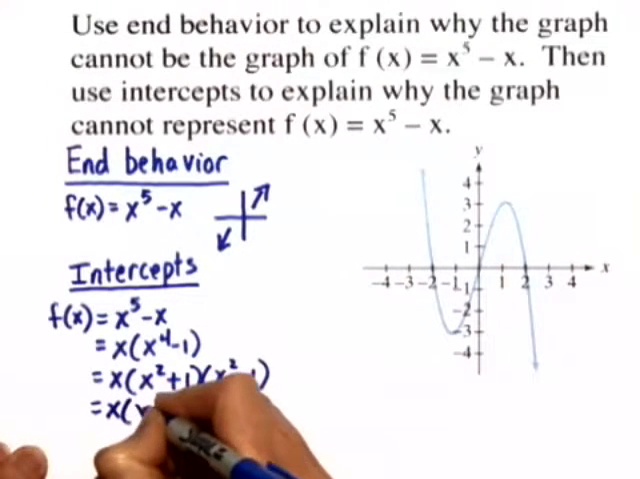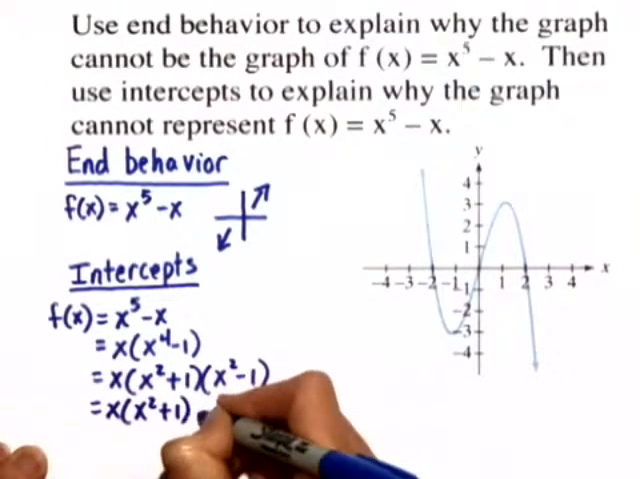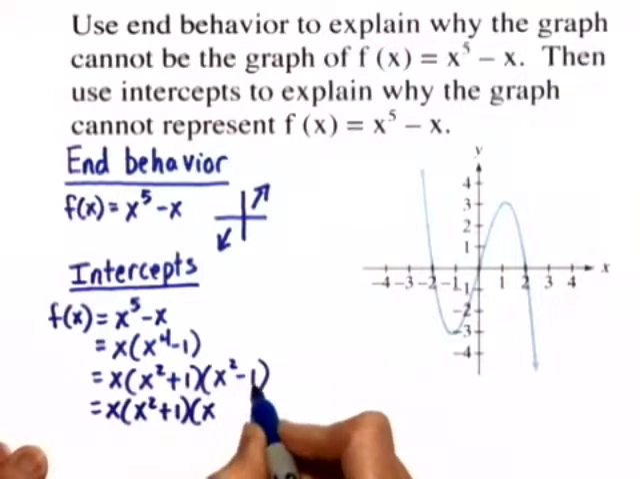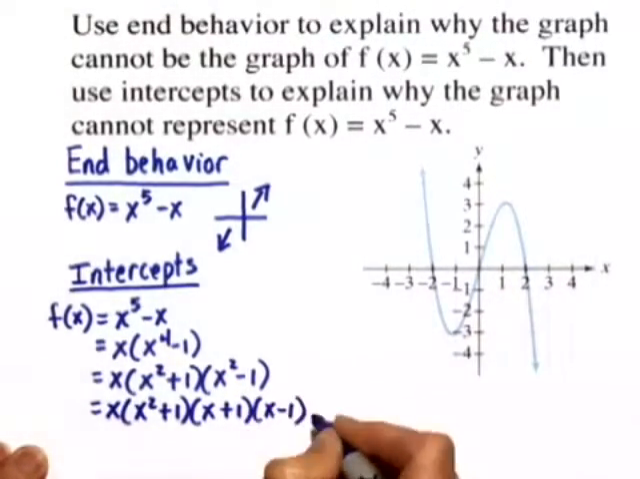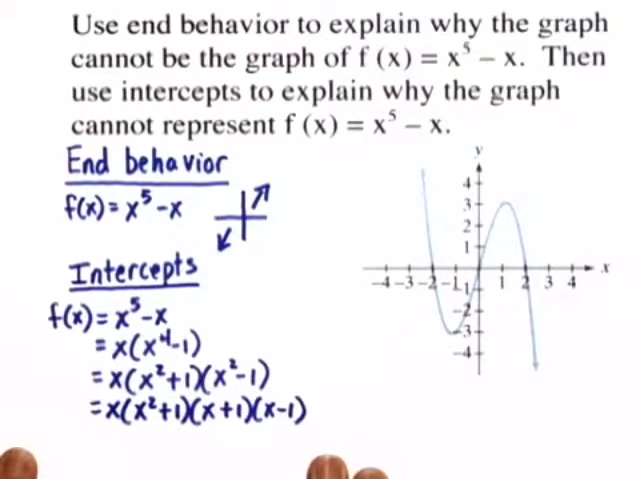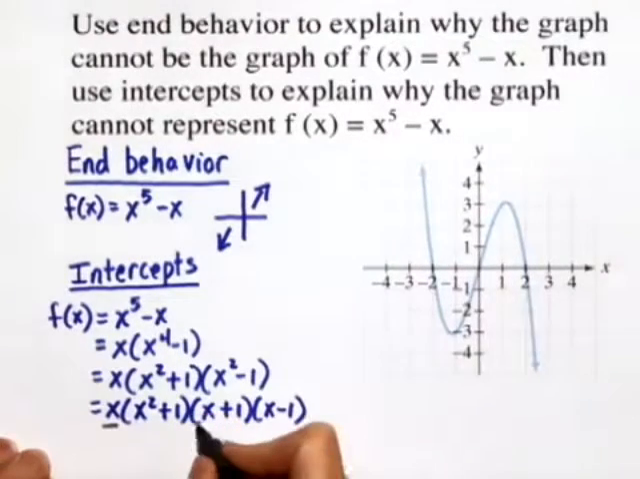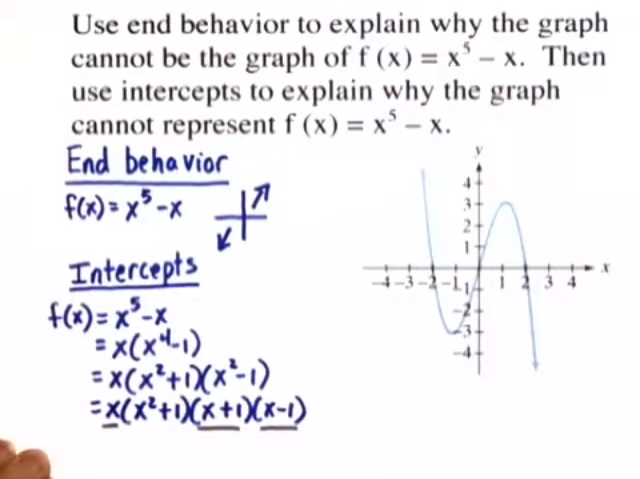So we get x times x squared plus 1 times, if we factor x squared minus 1, we get x plus 1 times x minus 1. Now, we can look at each of these factors. We have three linear factors, x, x plus 1, and x minus 1, and we have one quadratic factor, x squared plus 1, that cannot be factored further. So let's look at each of these individual factors and set each one equal to 0.